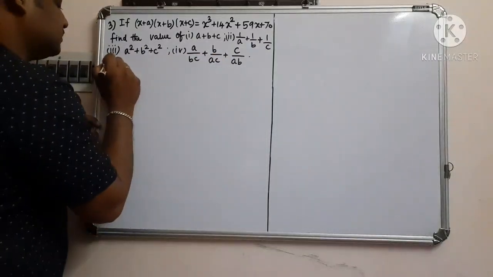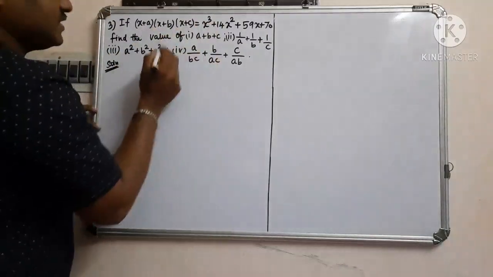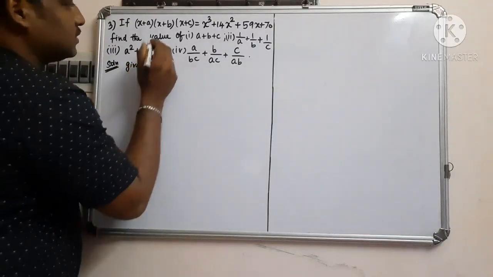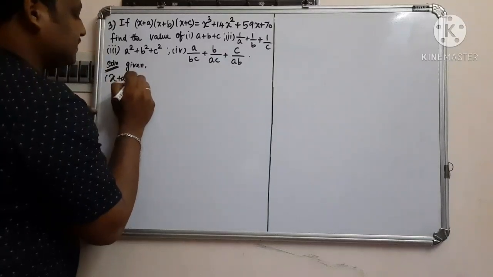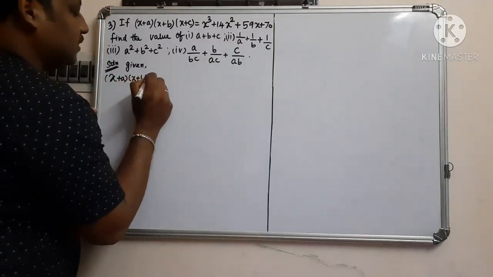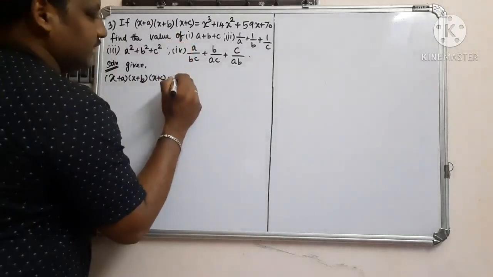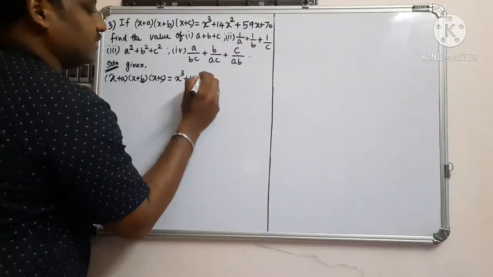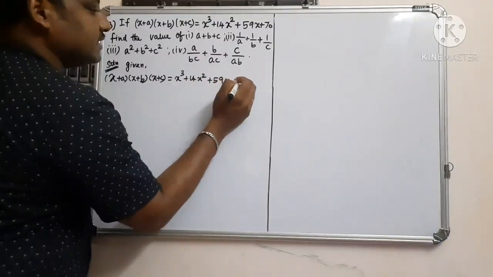So, solution. What is given? First of all, the given values: x plus a, x plus b, x plus c, which is equal to x cube plus 14x square plus 59x plus 70.